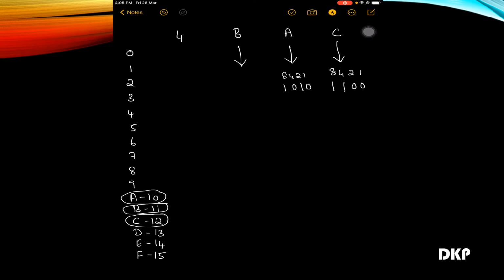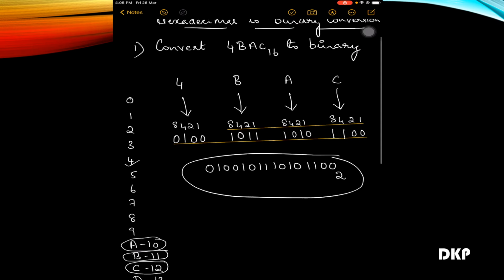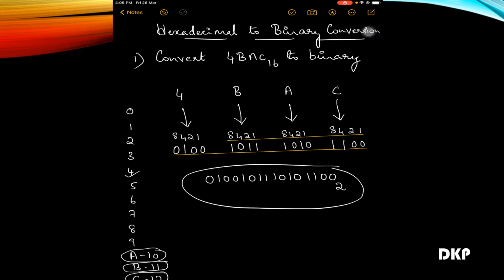Now, B. B represents 11. So, 8 plus 2 plus 1 will give 11. Write 1s under 8, 2 and 1. The remaining bit is 0. Now, what is the binary of 4? Binary of 4 is, write 1 under 4, the remaining bits are zeros. Now you have to write all these binary numbers together. 1010100 to the base 2. So this is the binary of the given hex number 4BAC to the base 16.